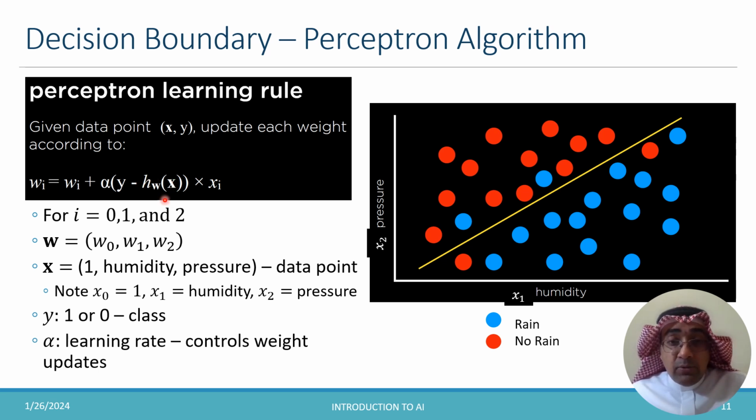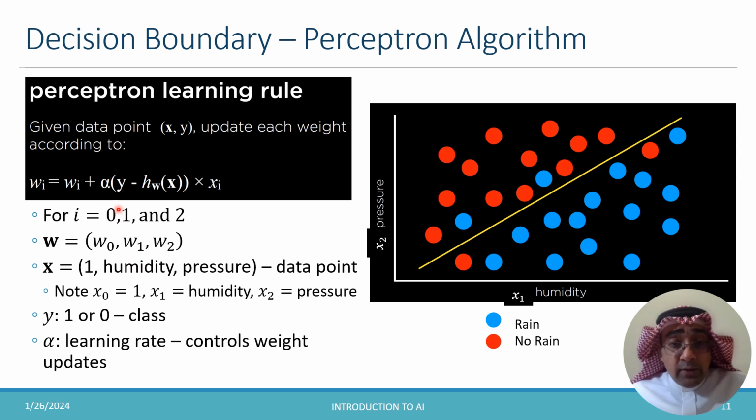Now notice this is hw of x, this is our function that we were talking about in the previous slide. So this is our prediction of the data, and then we multiply it by xi. So we update the weight based on this, and this alpha is a factor that is telling me how fast you want to learn. So do you want to be learning very fast and converging to this point very fast, or do you want to go slow? And we'll talk about the alpha in a few minutes, and we'll elaborate on it. But this alpha is always a number between 0 and 1.